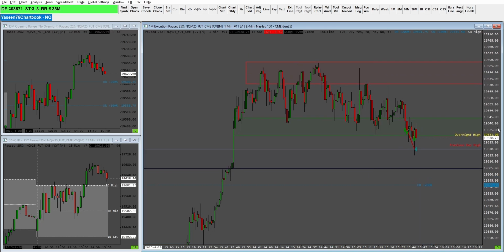So, some people are saying, oh no, there's a lot of sellers up here. There's lots of trapped buyers up here, whatever. That is true. But they're also forgetting that there's lots of buyers in this area and there are trapped sellers in this area. If you want to think about it, trapped buyers, trapped sellers, whatever.